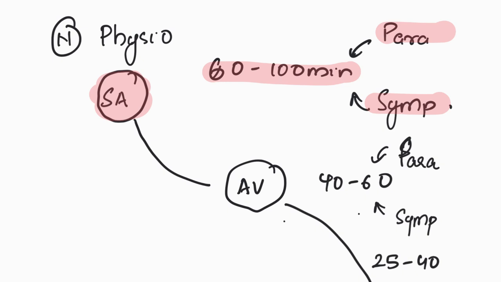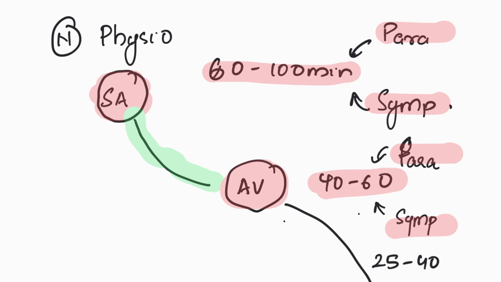From the sinoatrial node, the electrical impulse which is generated passes to the atrioventricular node. The atrioventricular node also has its own electrical rhythm, usually at a lower rate of 40 to 60. If the impulse is not received from the sinoatrial node, the AV node is capable of generating its own rhythm. The AV node is also under the influence of the sympathetic and parasympathetic nervous system.